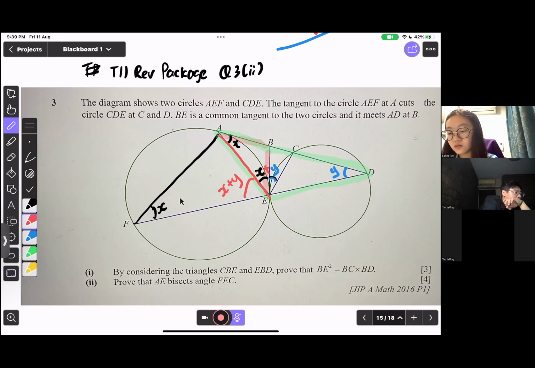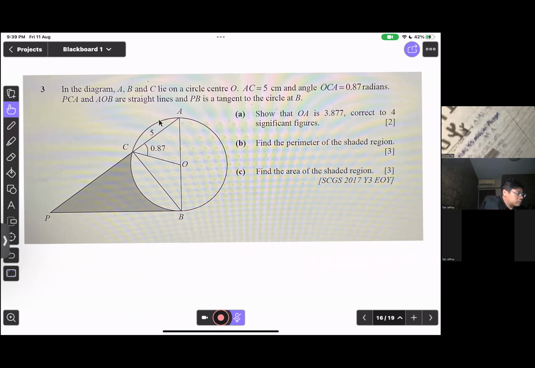Okay, topic 12. The video only showed 3C. Okay, part A, B, or C? I can do A, but I'm not sure if my method is correct. So can you go through that part too?